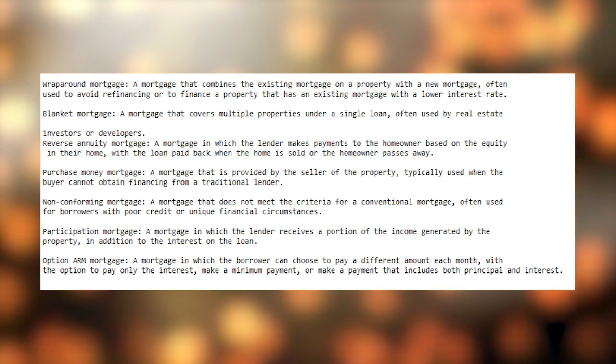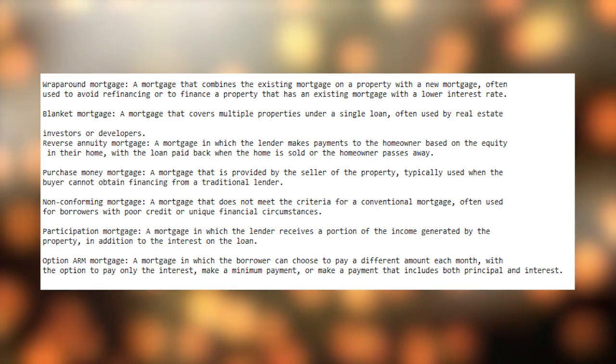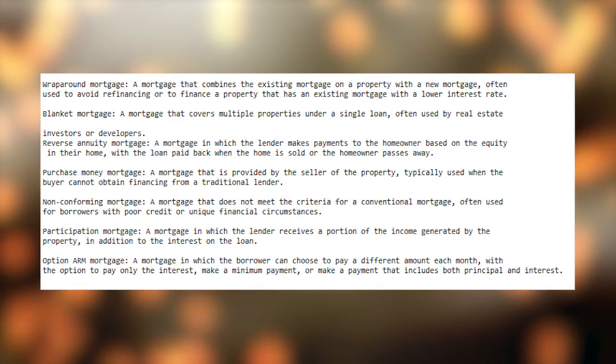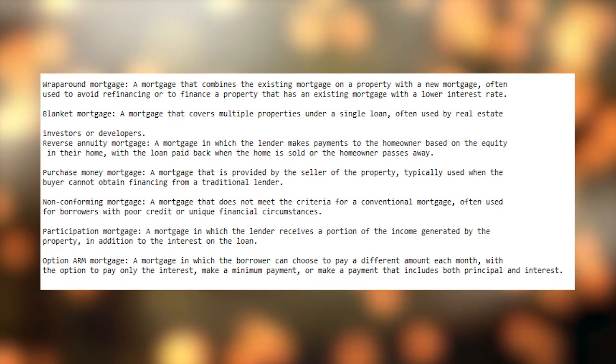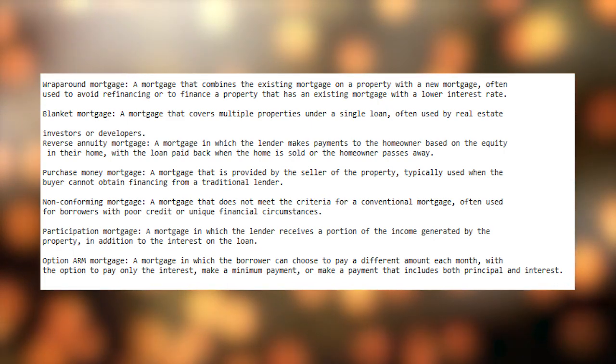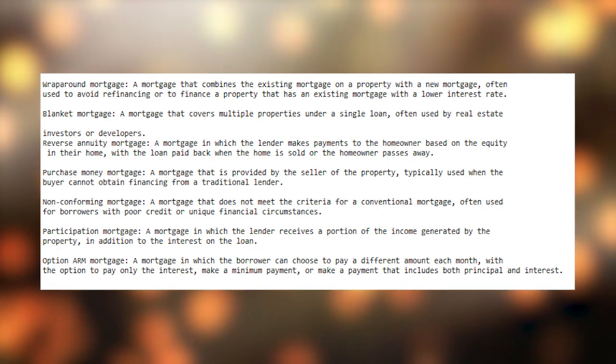Non-conforming mortgage, a mortgage that does not meet the criteria for a conventional mortgage, often used for borrowers with poor credit or unique financial circumstances. Participation mortgage, a mortgage in which the lender receives a portion of the income generated by the property, in addition to the interest on the loan.